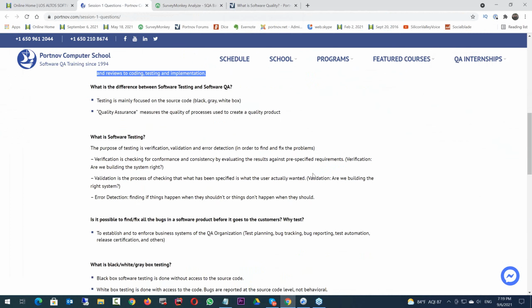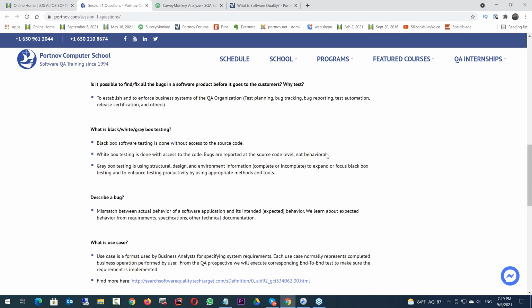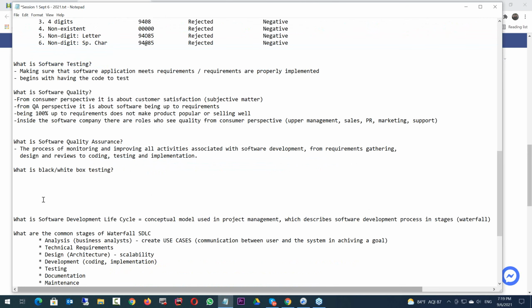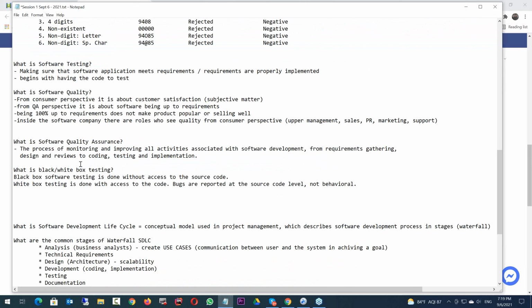Okay, black, white, and gray. There is gray box testing as well. We are not looking at gray box testing for the purpose of that specific question, because it didn't ask about gray box testing. We will do gray box testing in our class, black and gray.